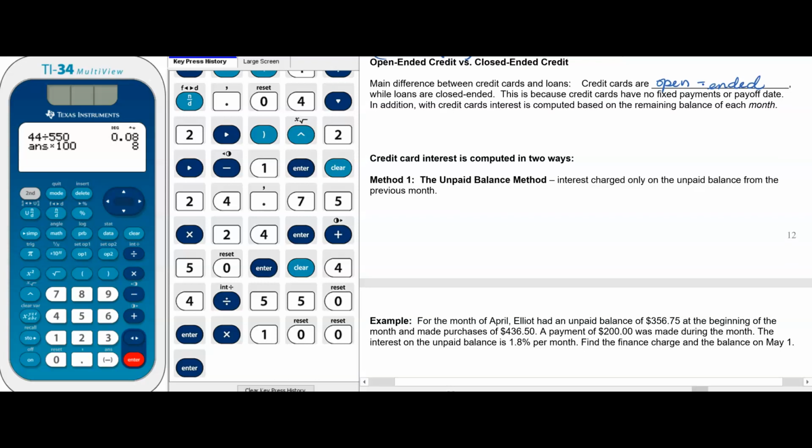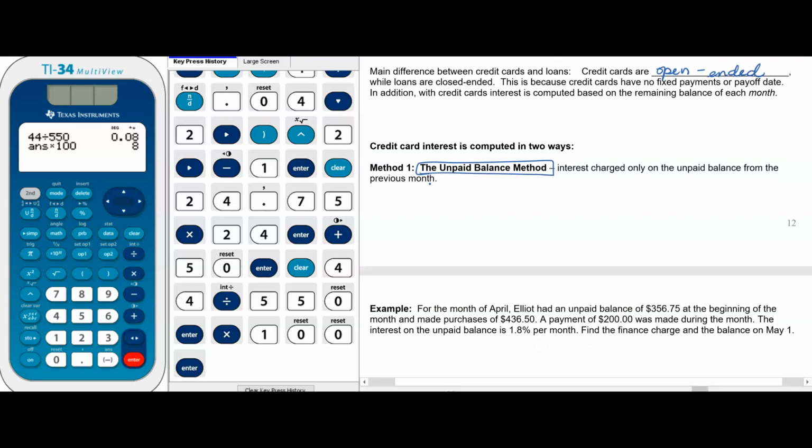The first method is called the unpaid balance method. When you're doing your homework, you just really have to make sure you're paying attention to what method you have to use in the problem. They're longer problems, but I promise you they're all going to be very similar. So as you're doing your homework, just come back to this video and this problem, and you should be able to look side by side with your homework. And it should be a huge help.